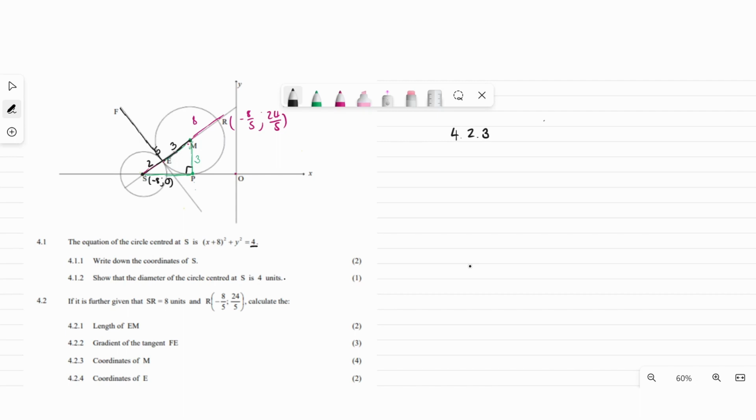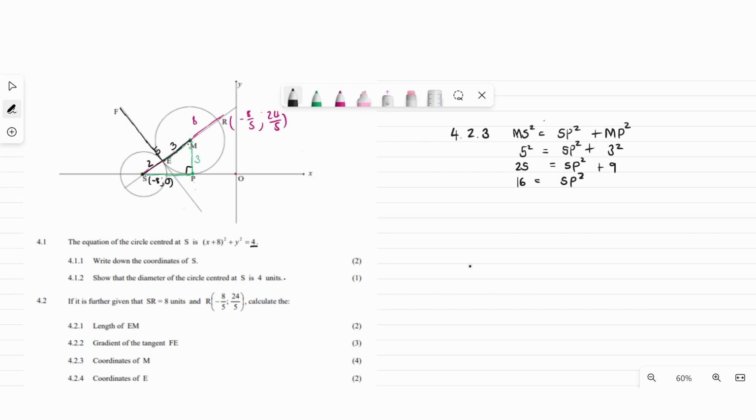So it's going to be what? MS squared is equal to SP squared plus MP squared. MS is going to be 5, so 5 squared is equal to SP, the one we're looking for, squared. Then MP is going to be 3, because it's a radius, squared. So this is going to be 25 is equal to SP squared plus 9. Take the 9 to the other side. So 25 minus 9 gives us 16. So 16 is equal to SP squared.